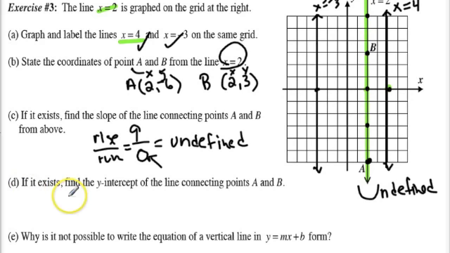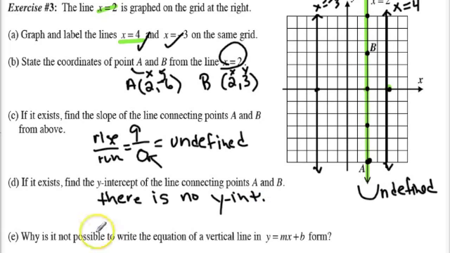Okay, part D. If it exists, find the y-intercept of the line connecting A and B. So here's A. Let's see where it goes through the y-axis. As I move my pen up, do I ever hit the y-axis? The answer is no. So I can write, there is no y-intercept.